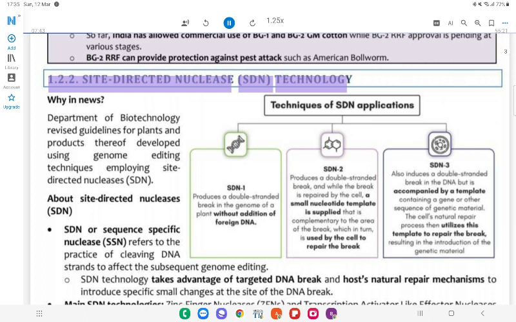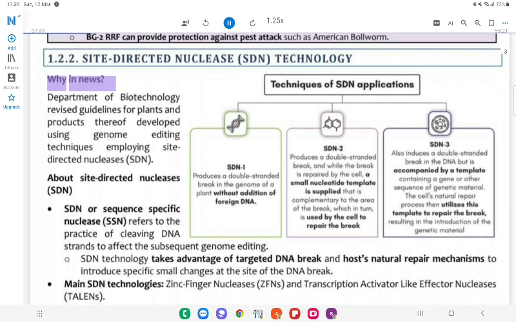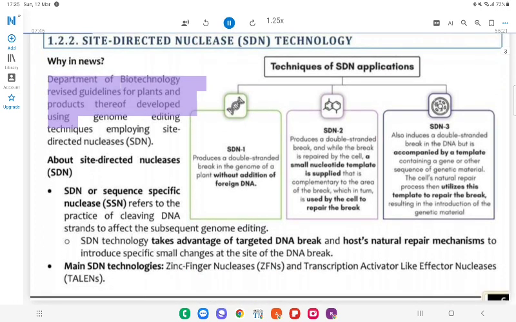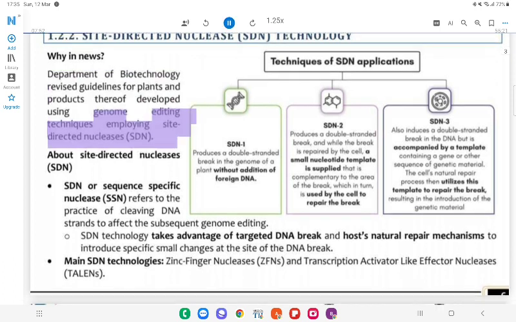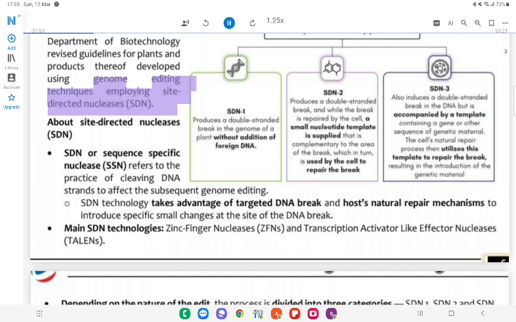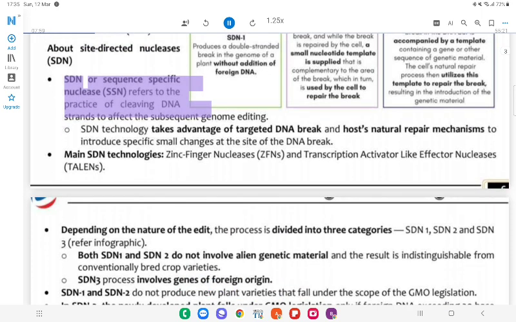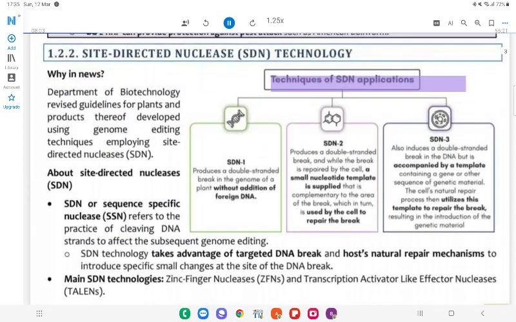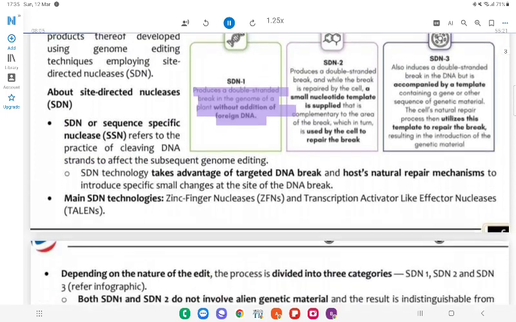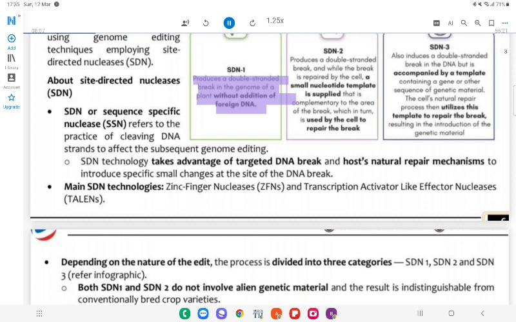1.2.2. Site-directed nuclease (SDN) technology. Why in news? The Department of Biotechnology revised guidelines for plants and products thereof developed using genome editing techniques employing site-directed nucleases (SDN). About SDN: SDN, or sequence-specific nuclease (SSN), refers to the practice of cleaving DNA. Techniques of SDN applications: SDN1 produces a double-stranded break in the genome of a plant without addition of foreign DNA.